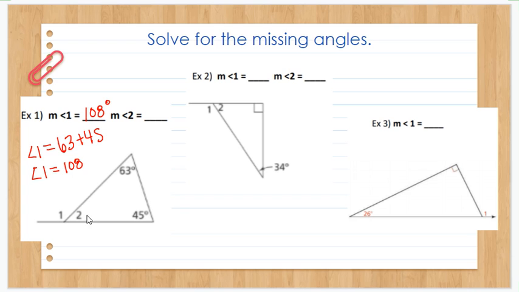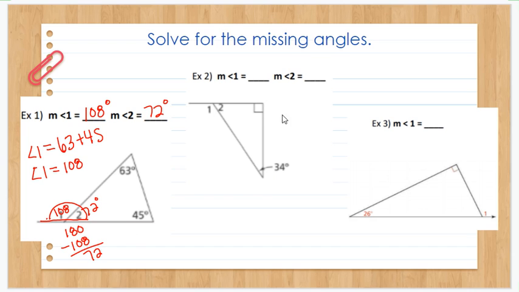Well, if it's 108, then what's this one beside it going to be? Well, together, they make this straight line. So these two are supplementary, okay? So in order to find this one, we can just do 180 minus the 108. So if this one's 108, this one's got to add up to 180 with it. So 180 minus 108 gives us 72. So that means measure of angle 2 is 72 degrees.